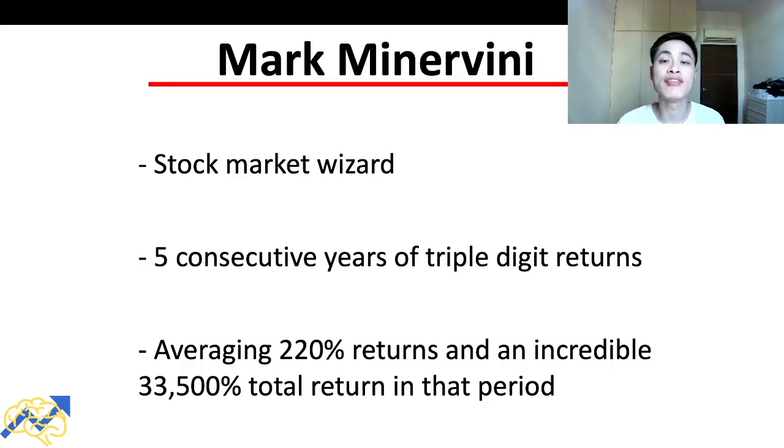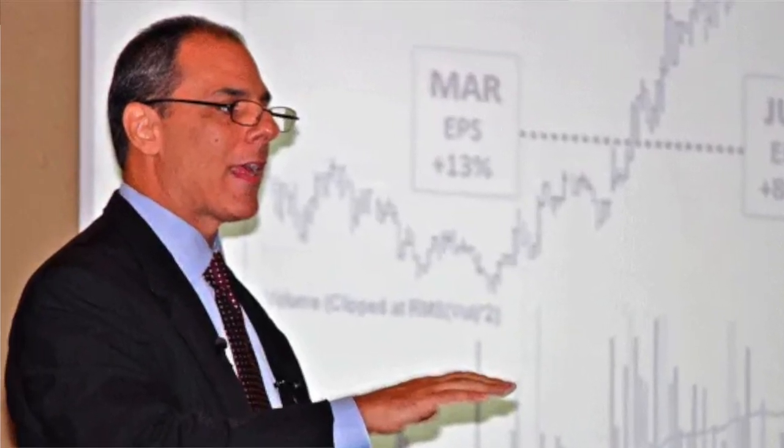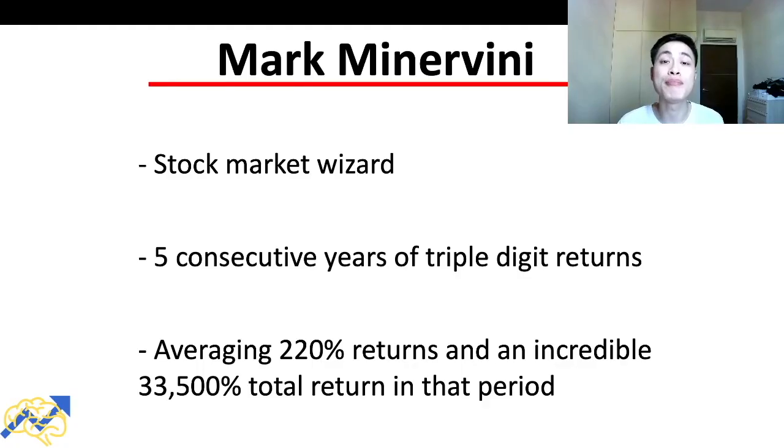Why should we learn Mark Minervini's cheat and low cheat entries? To answer that, we'll first take a look at who Mark Minervini is if you don't already know him. So Mark Minervini is one of the stock market wizards featured in Jack Schwager's book. And Mark Minervini managed to achieve 5 consecutive years of triple-digit returns. During that period, he managed to average an annual 220% returns and an incredible 33,500% total return during that same period. So I think Mark Minervini's results in the stock market speak for themselves. And that is why in today's video, we'll be taking a look at Mark Minervini's cheat and low cheat entries.